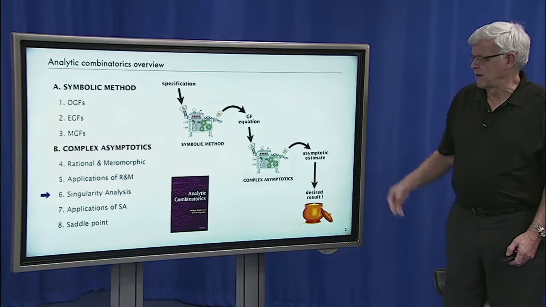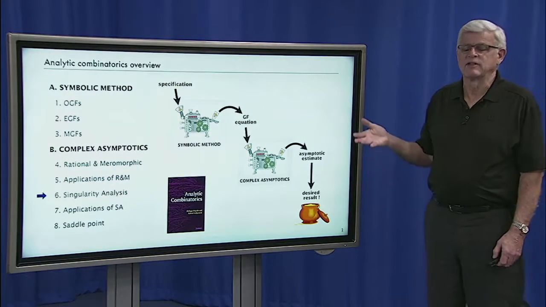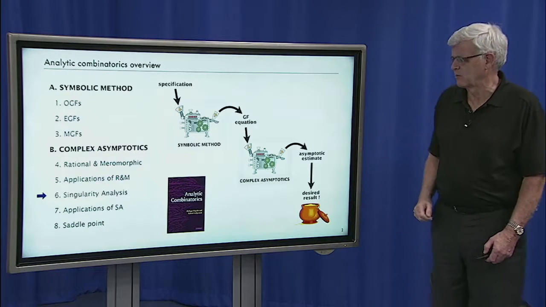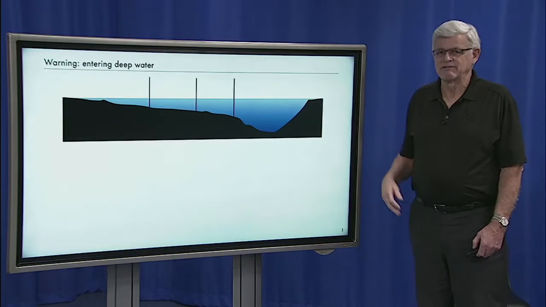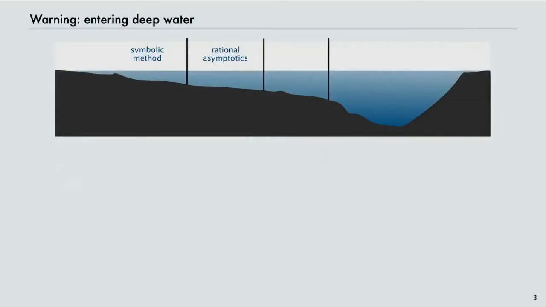We're well into complex asymptotics, and we're talking about methods that can handle generating functions that are not meromorphic. Now, I have to give a warning here that we're starting to enter deep water in terms of the mathematical sophistication required for these results.